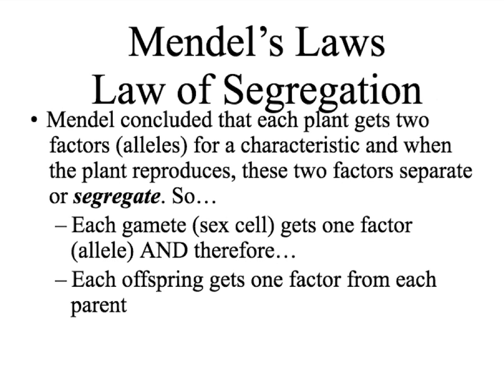Those laws are what we call the law of segregation. Okay, and what he said is that each plant is going to get two factors for a characteristic when the plant reproduces, one from each parent, and that's important. So it's going to get a factor from the mama plant and a factor from the daddy plant. So for flower color, it's going to get one factor from the mother and one factor from the father.